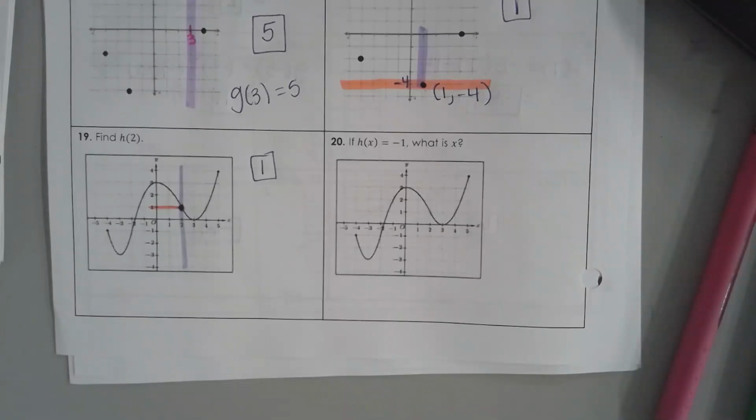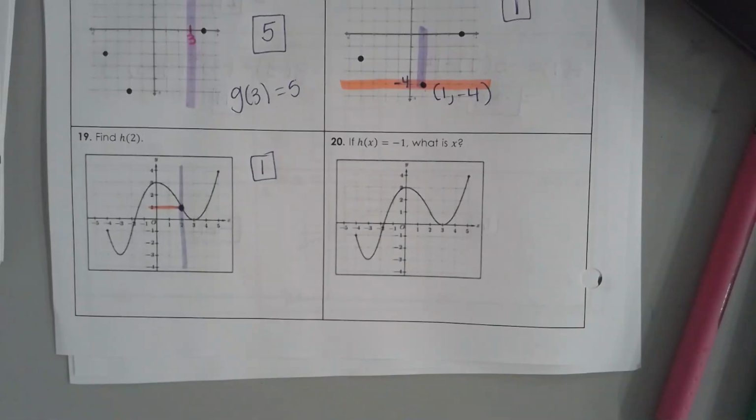Now, if I say find h of 2, all you have to do is write 1. You don't have to write the whole coordinate. Like 1 is fine. It's the right answer. When we do practice, that's how it's going to be on there. Just 1.